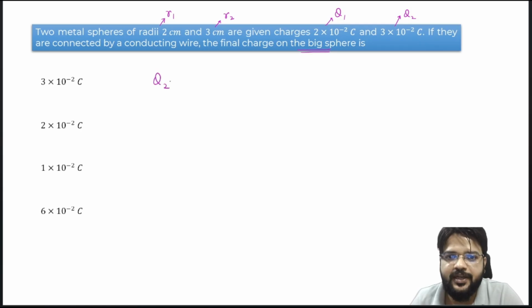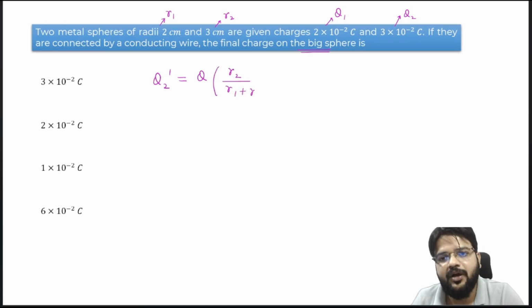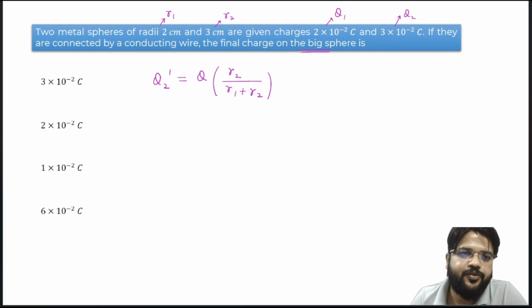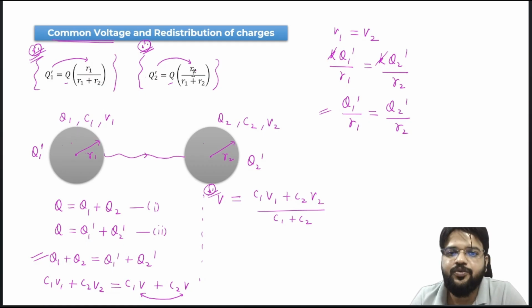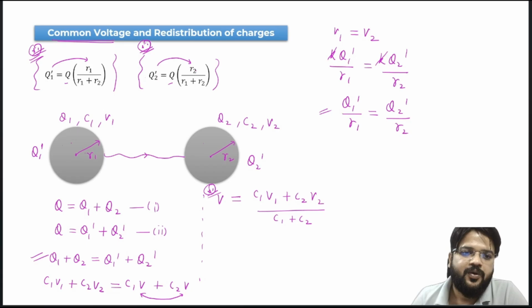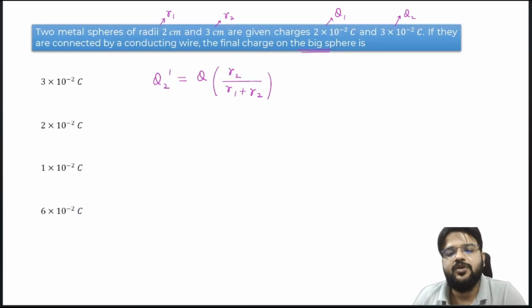It can be written as Q2 dash equal to total charge multiplied by R2 divided by R1 plus R2. About this formula we already know, correct? Q2 dash can be written as Q R2 by R1 plus R2. So we are using this formula here. Okay. So Q2 dash is equal to Q R2 by R1 plus R2.